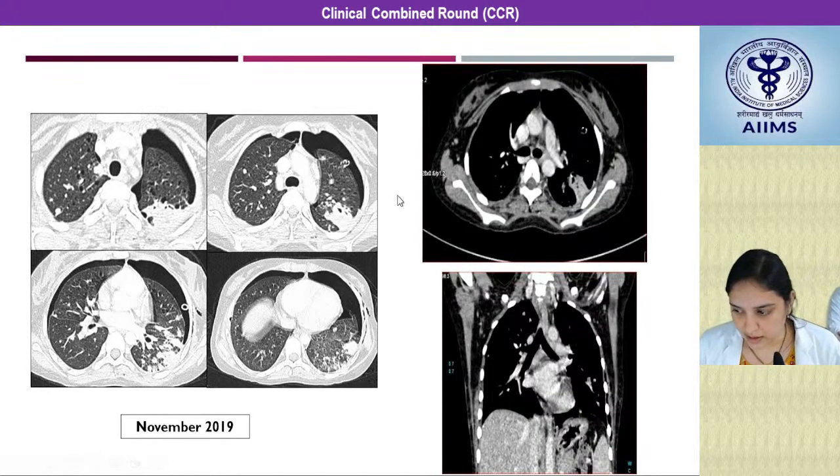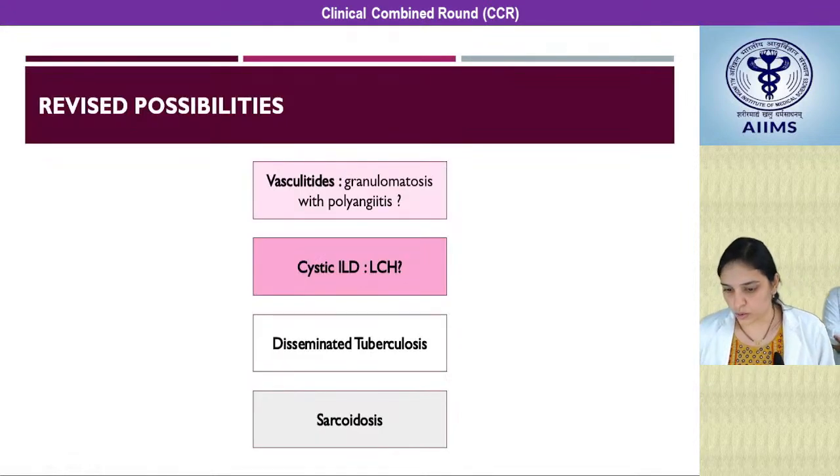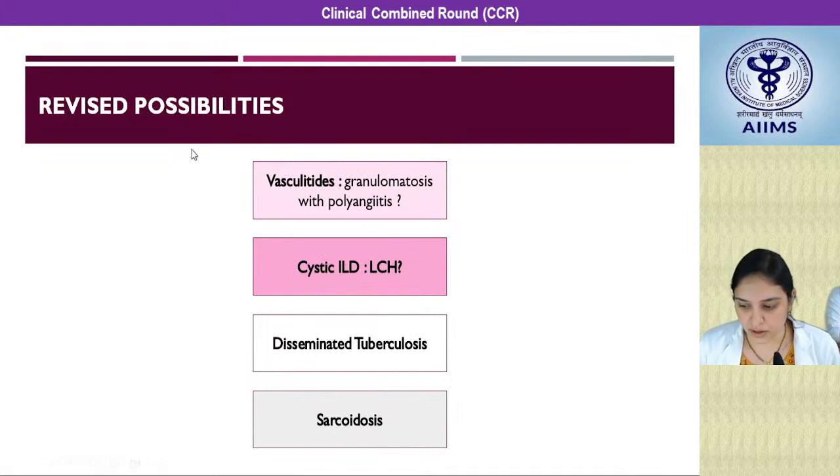And these are the subsequent contrast-enhanced scans for the patient. We can see coalescence of these nodular opacities into patchy areas of consolidation showing air bronchogram, progression of these cystic lesions as well, and development of bilateral pneumothorax with ICD in situ. So radiological possibilities include cystic lung disease like LCH, vasculitic disease like granulomatosis with polyangiitis, sarcoidosis, and lastly disseminated tuberculosis.